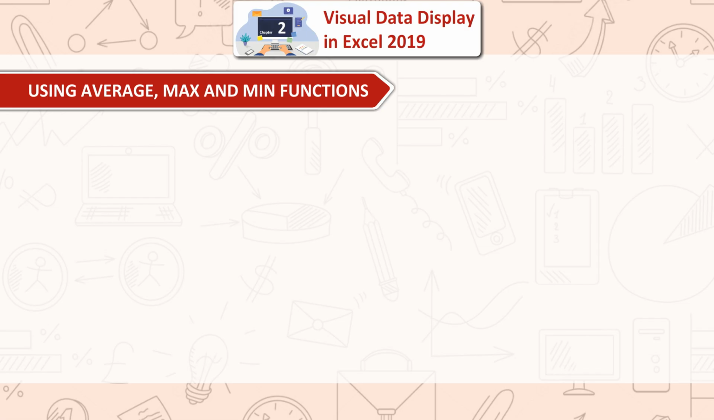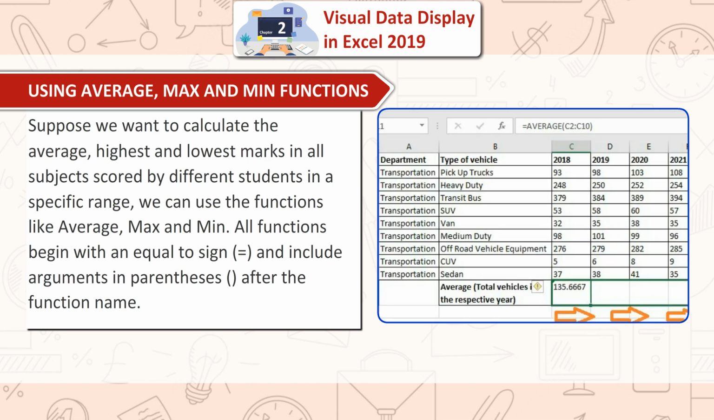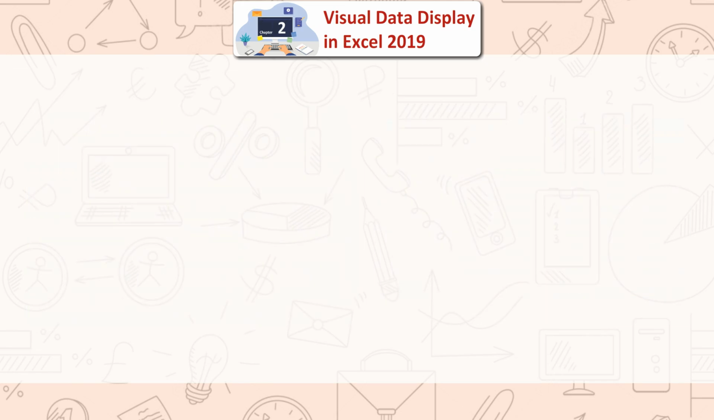Using average, max, and minimum functions. Suppose we want to calculate the average, highest, and lowest marks in all subjects scored by different students in a specific range. We can use functions like average, maximum, and minimum. All functions begin with an equal to sign and include arguments in parentheses after the function name.